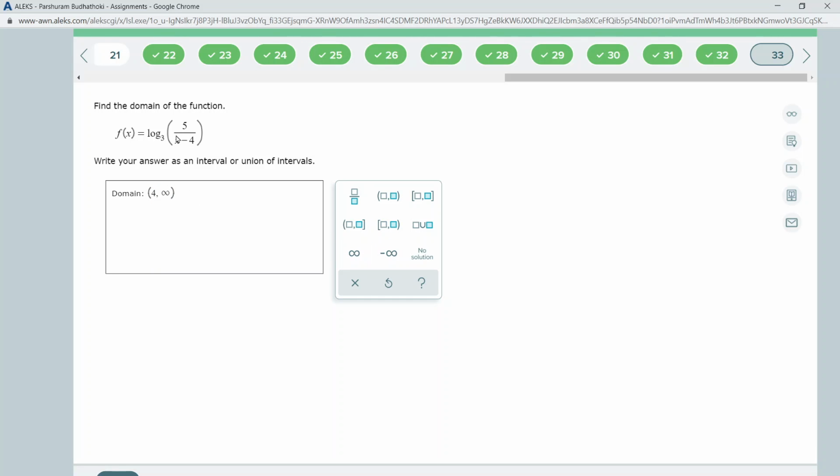Make sure that the thing inside the parenthesis should be positive, and on this interval it is positive.